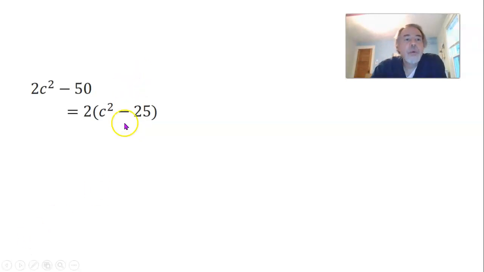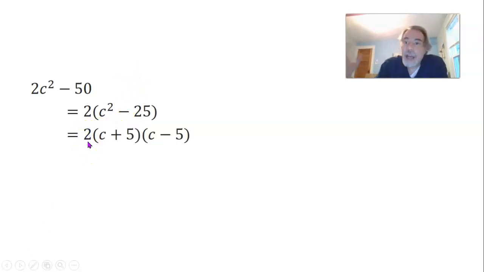So here we go. We leave the 2 here. It's still here. It's minding its own business, but it doesn't disappear. And then the c squared minus 25 breaks up into c plus 5 times c minus 5.